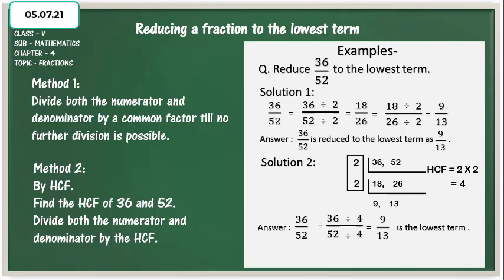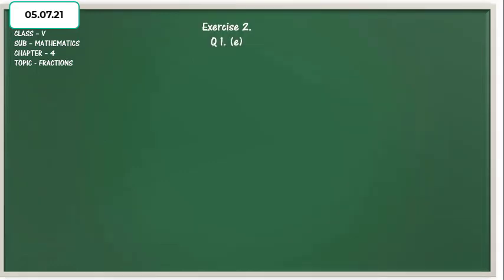Let's try to understand all the topics by solving some questions from the exercise. Exercise number 2, question number 1E. Find the following. 5 by 6 of 42. So, solution for this.